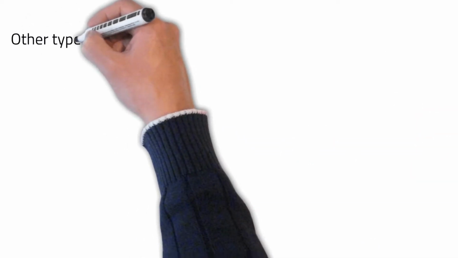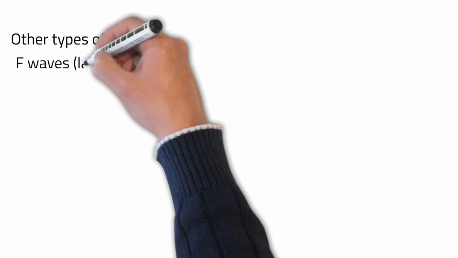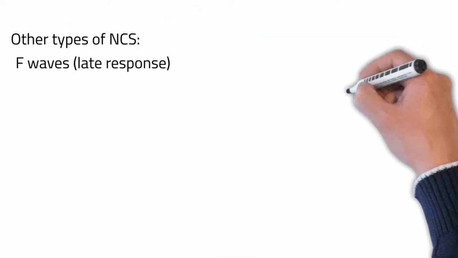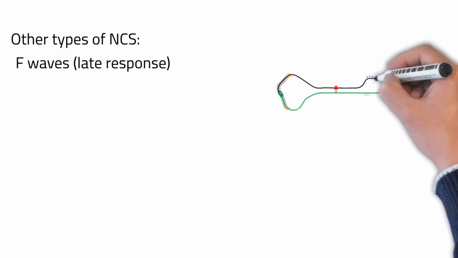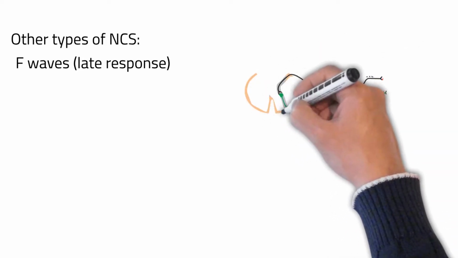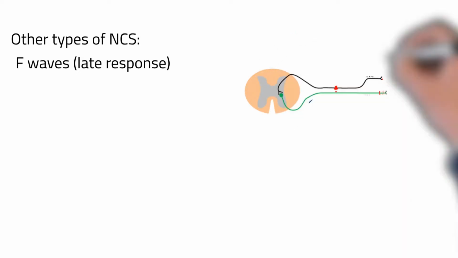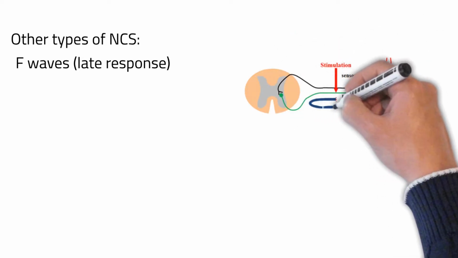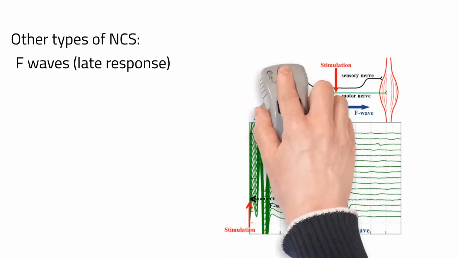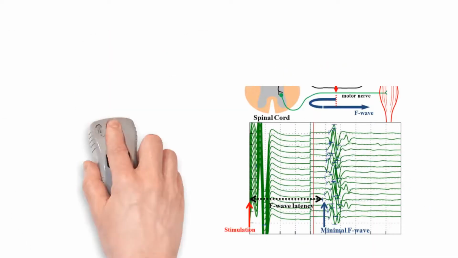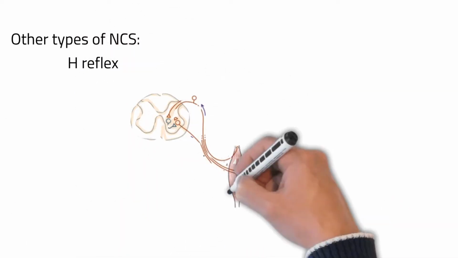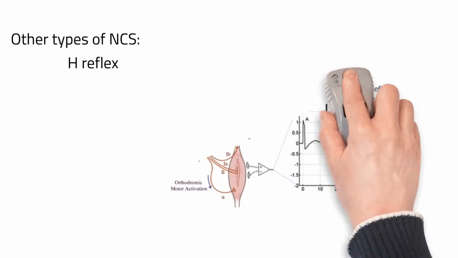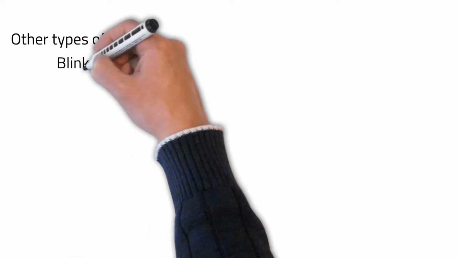There are many subtypes of nerve conductions which we can do also. Some of them are called late responses. Late response, which is, anyone? What is the late response? F.A. Anything else? H. Anything else? Blink. Very good.